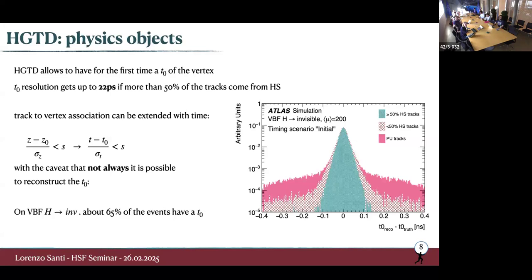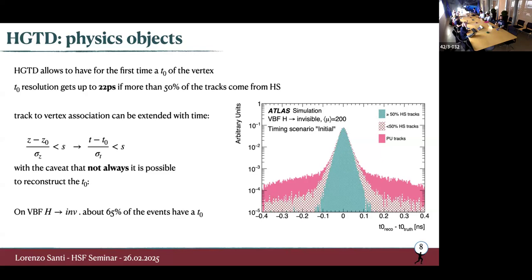In terms of physics objects, HGTD is the first time that allows to have the T0 of the vertex, and the resolution gets up to 22 picoseconds. So please remember this number for later, on more than 50% of the tracks coming from the hard scatter vertex. This also allows to improve the track-to-vertex association using the timing information, which can be done as a kind of significance in terms of delta t divided by the sigma, the resolution on the track time.